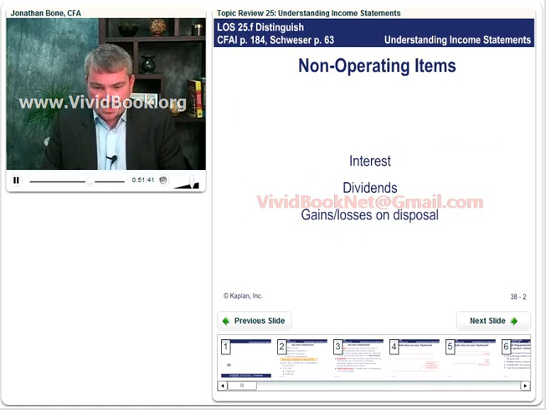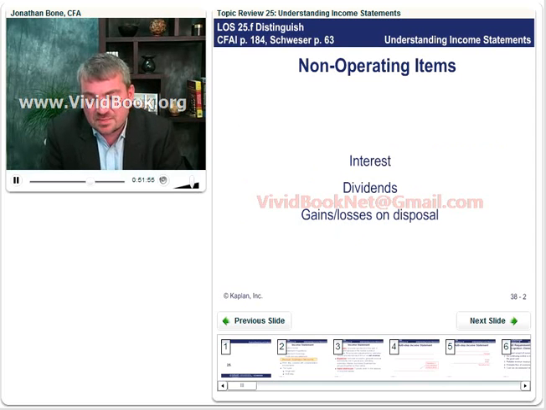Right, let's turn our attention to non-operating items. We're asked to distinguish between operating and non-operating items, in particular when we're looking at investments. So notice interest received, dividends received, gains and losses on the disposal of investments. Now, is it an operating item? Is it a non-operating item? The answer is it's going to rather depend on the nature of the firm.